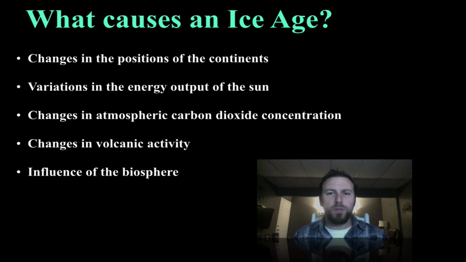It changes over time. Changes in atmospheric carbon dioxide concentration. We have seen links between ice ages and CO2 in the atmosphere. Remember, CO2 is a greenhouse gas, so when there's less of it in the atmosphere, colder climate, potential for an ice age. Changes in volcanic activity, because it changes the transparency of the atmosphere, allowing either light to come in more or less. And then, of course, influence of the biosphere. Changes of life may have a very small effect on our climate also.